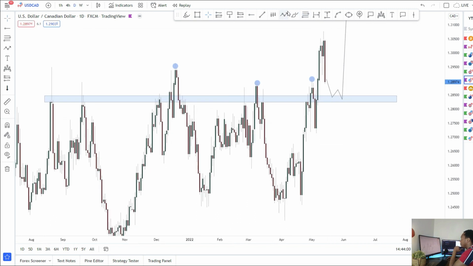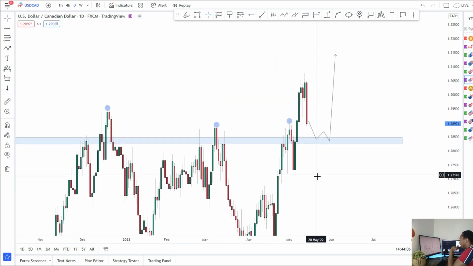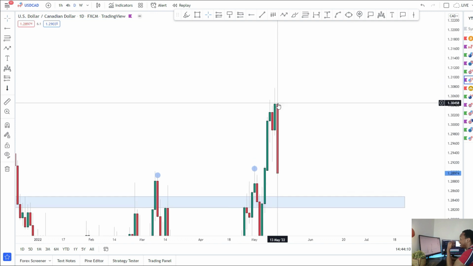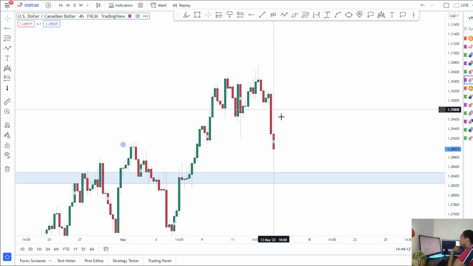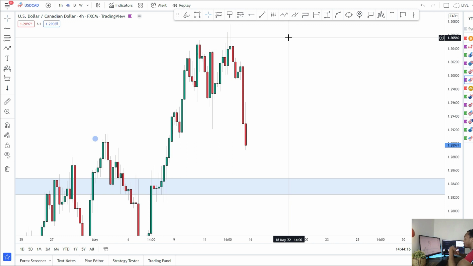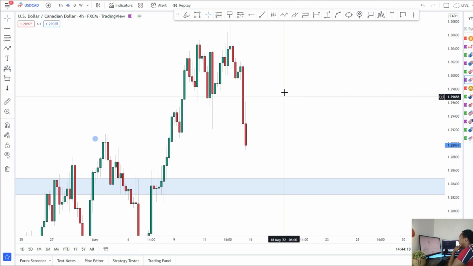If I'm wrong, we'll crash back underneath this level, and then we can take advantage of some sells back down to some lows down there. But if we can hold this, I do think we can go back to highs and even higher. So bullish bias for USD CAD, looking quite bearish now, so we need to wait for price to find its floor, put some higher lows in, and then we can get involved.